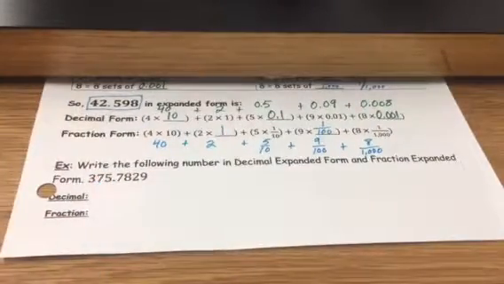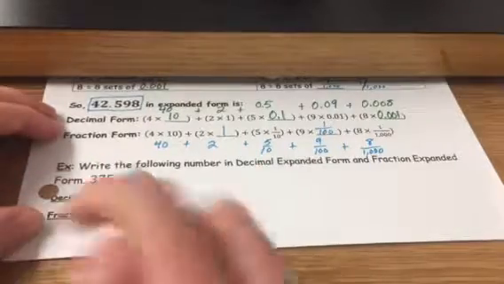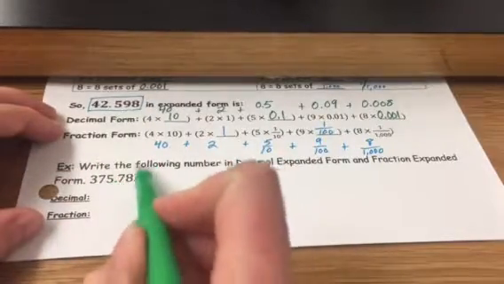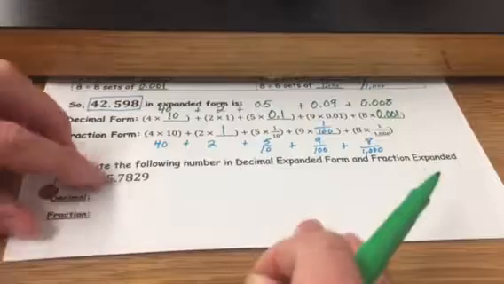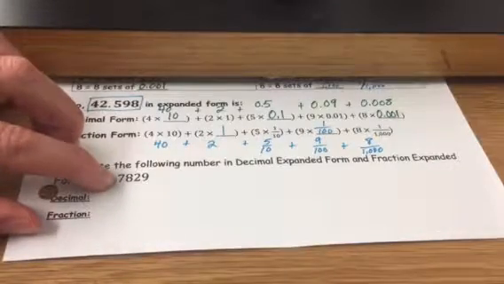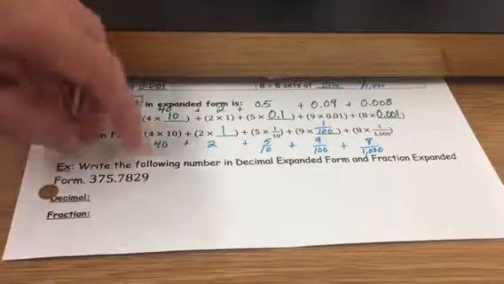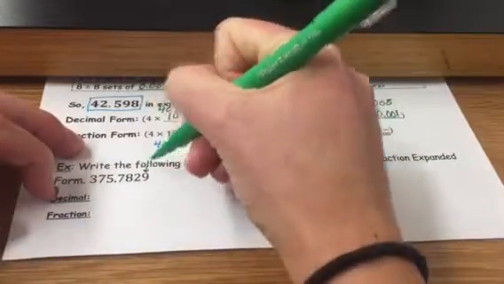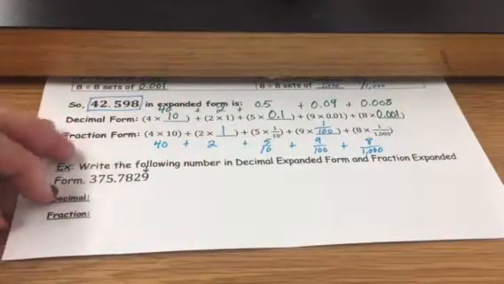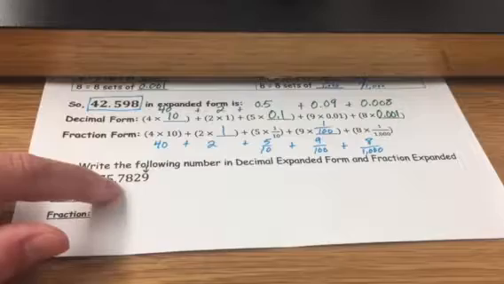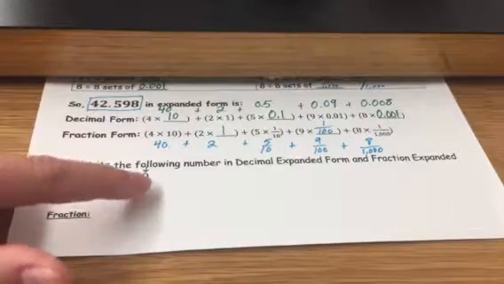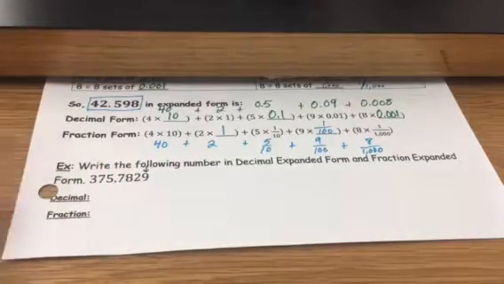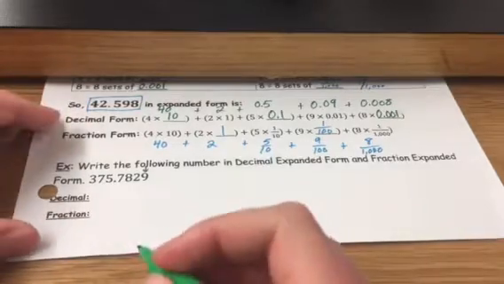Let's take a look at 375.7829, and now just to review how we say our decimals, I'm going to say this back number as a whole number. That would be 7,829, and the place value of that 9 is 10,000ths. So that's 375 and 7,829 10,000ths. So let's expand that out in decimal form.